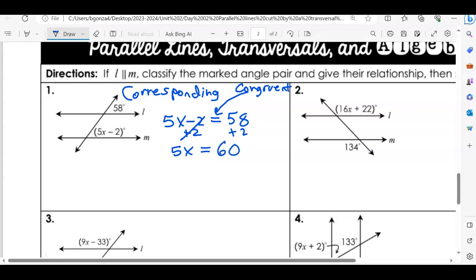60. How do I get rid of that 5 in front of x? Divide by 5, divide by 5. What's 60 divided by 5? 12.